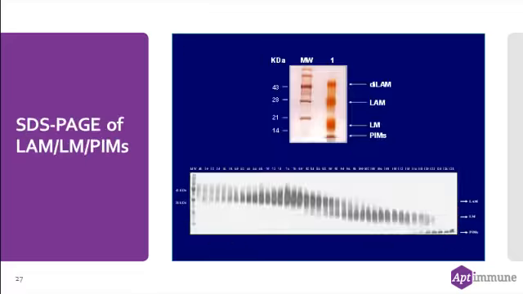How do we purify them? Well, we grow hundreds of liters, we lyse the cells, and then we run an SDS-PAGE and look for these components, lipoarabinomannan, lipomannan, and PIMs, by periodic acid silver staining, and you can visualize them there. We're also able to purify them by size exclusion column chromatography, and you can see here the lipoarabinomannan, the lipomannan, and the PIMs.